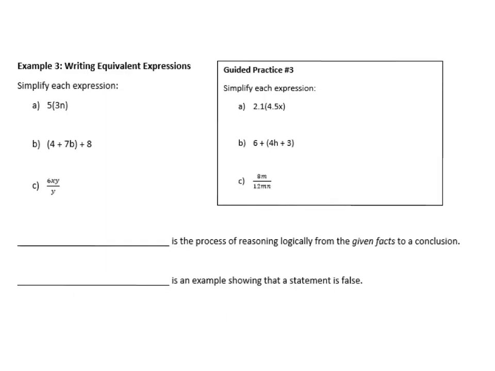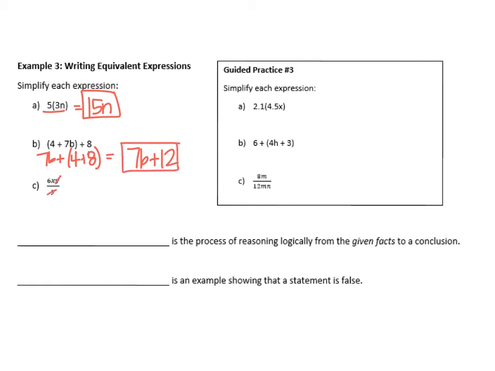And I never had to pick up a calculator. Okay, now let's write equivalent expressions, which means you're going to use all of those properties to rewrite this so that it's simpler. So A, you've got 5 times 3n. You can go ahead and multiply the 5 and the 3 and get 15n because of the associative property of multiplication. B, you can regroup this so it's 7b plus 4 plus 8 because of the associative property and the commutative property of addition and get 7b plus 12.